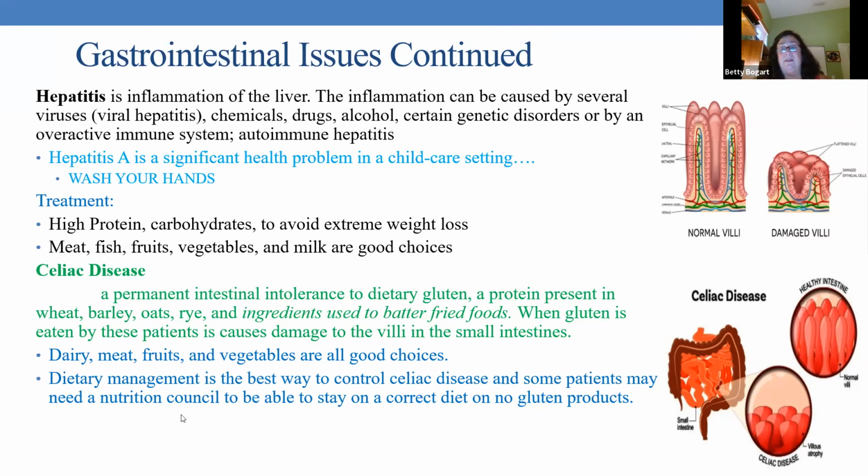Celiac disease, this is all about the type of flour that these children can't have. Wheat, barley, oats, rye. Yep, can't have any of them. But there's rice flour now. They can have rice, okay?